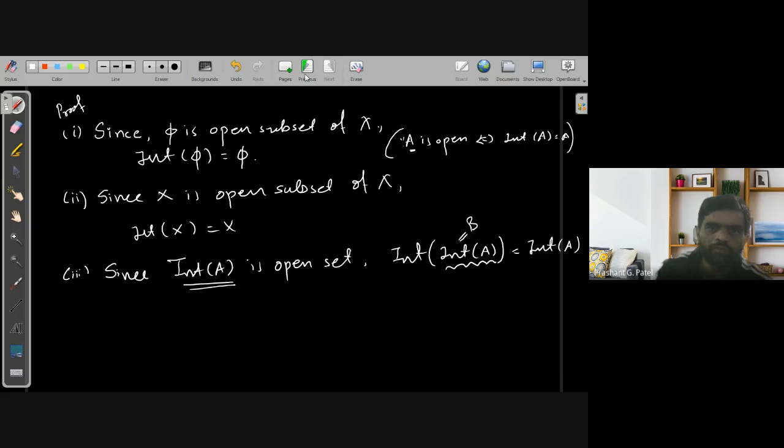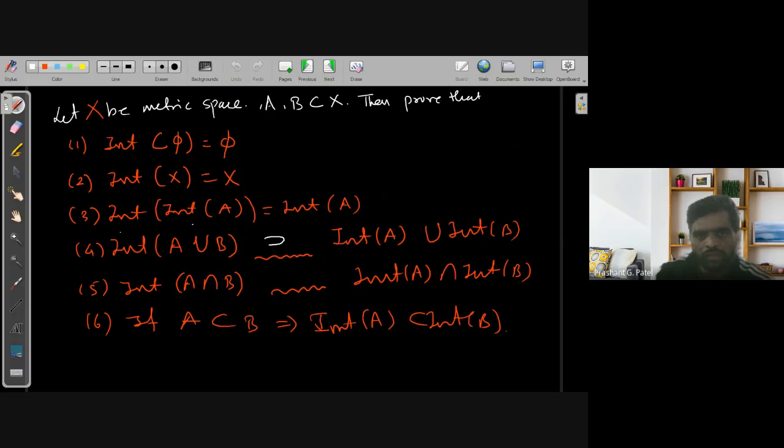Some of you have already discussed that here you will have this sign, that is, interior of A union B is a superset of interior of A union interior of B. Why is this inequality not true? Give me an example of that particular case. That means interior of A union B is not a subset of interior of A union interior of B. You need to give me an example for that, after I will prove this.